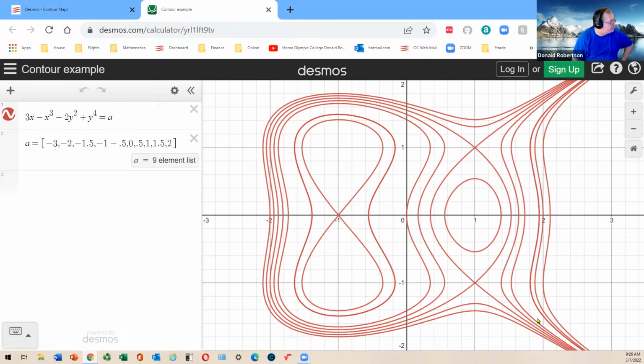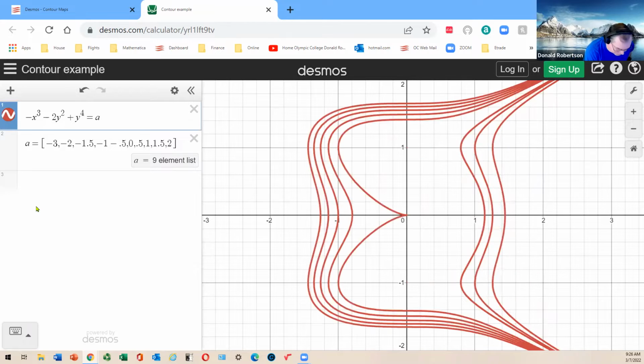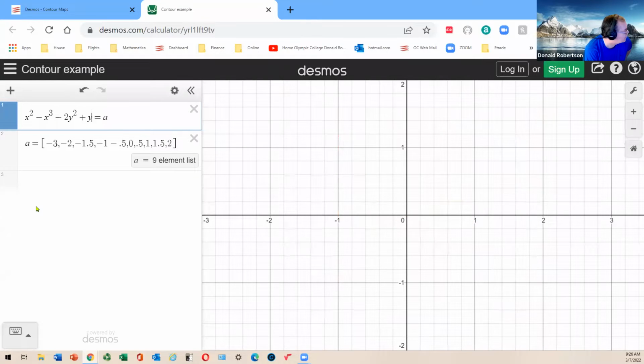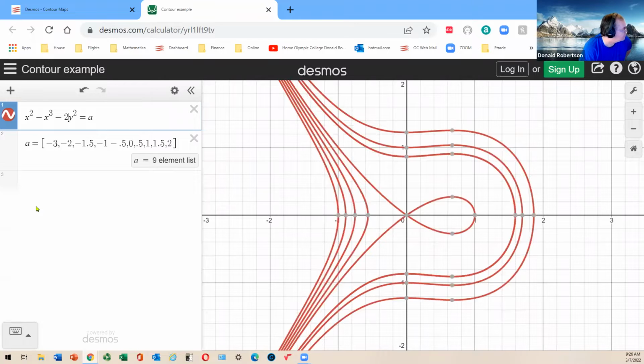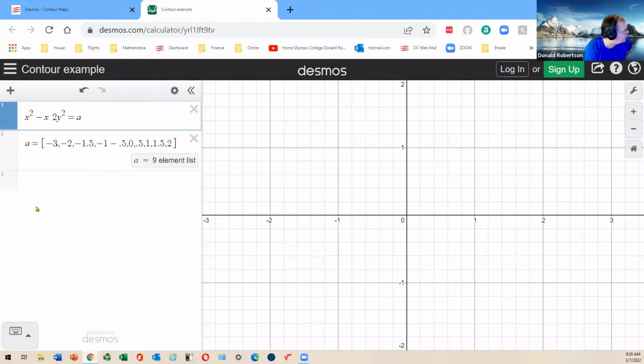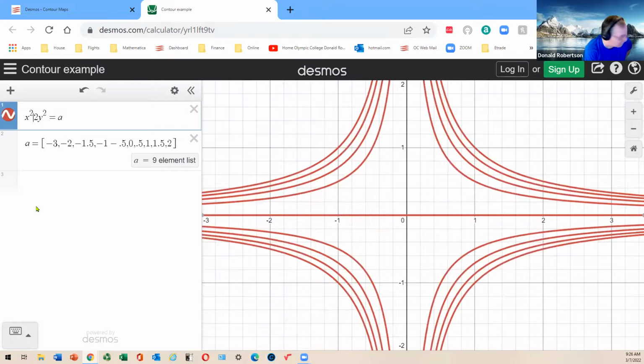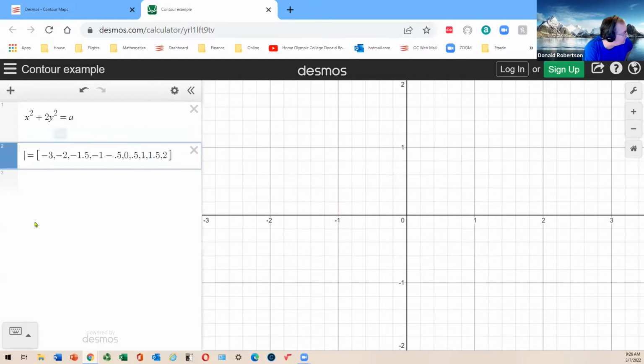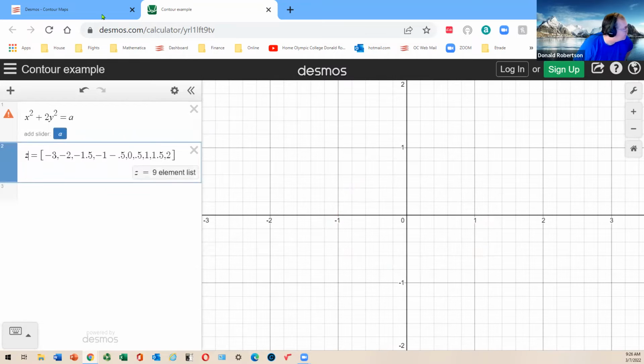So what do you do here? Suppose I wanted to do x squared plus y squared. And see that guy that they're calling A? You could think of him as being Z. I'm going to try if I can call it Z and not screw the thing up.